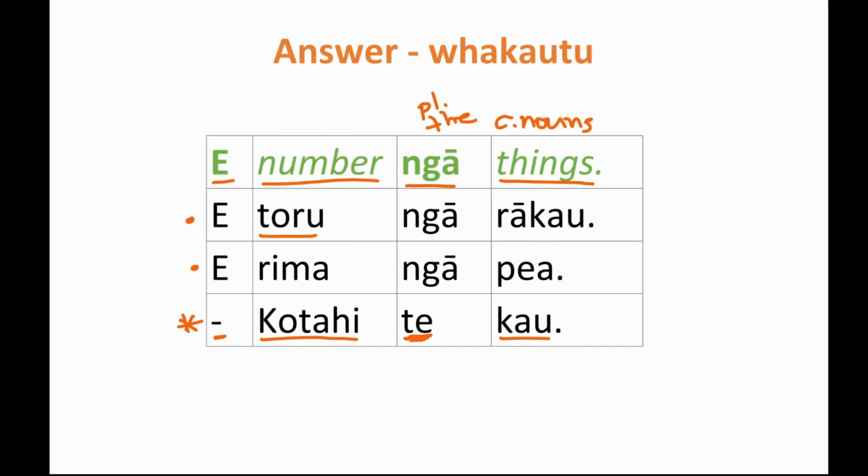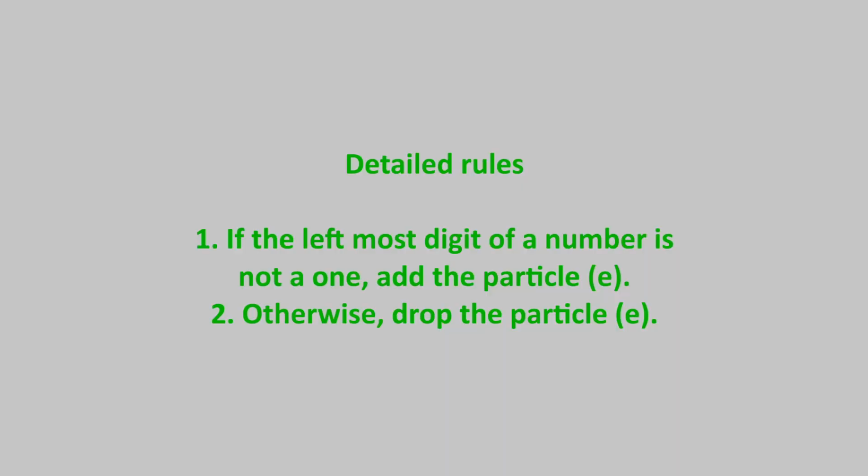The other thing I forgot to mention is what happens when the number is 10 or more. Do you add the particle? The answer is no, you do not add that particle. For example, it could be te kau ngā tūru. There are 10 chairs. For this example, you do not need to have e because the number is 10 or above. If the digit or the highest place value on the left hand side is not 1, you'd leave the particle e in front of it.